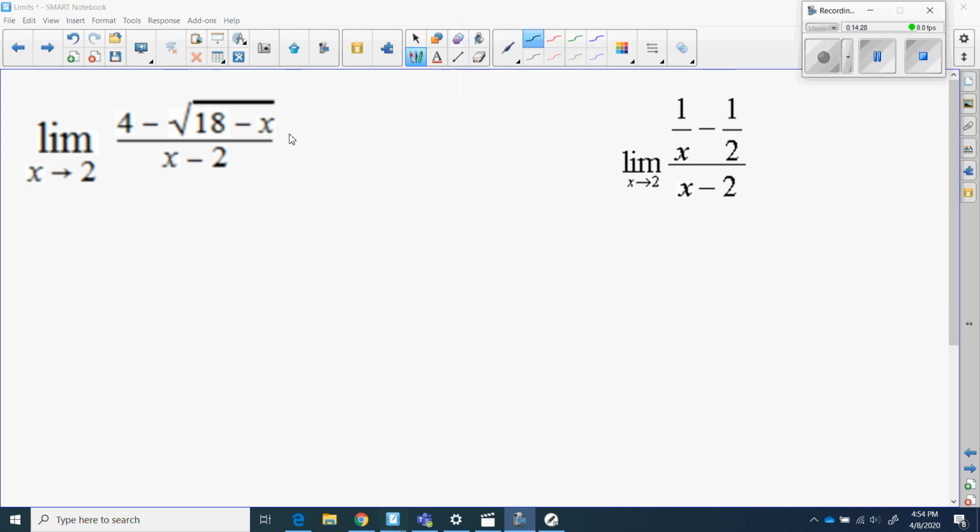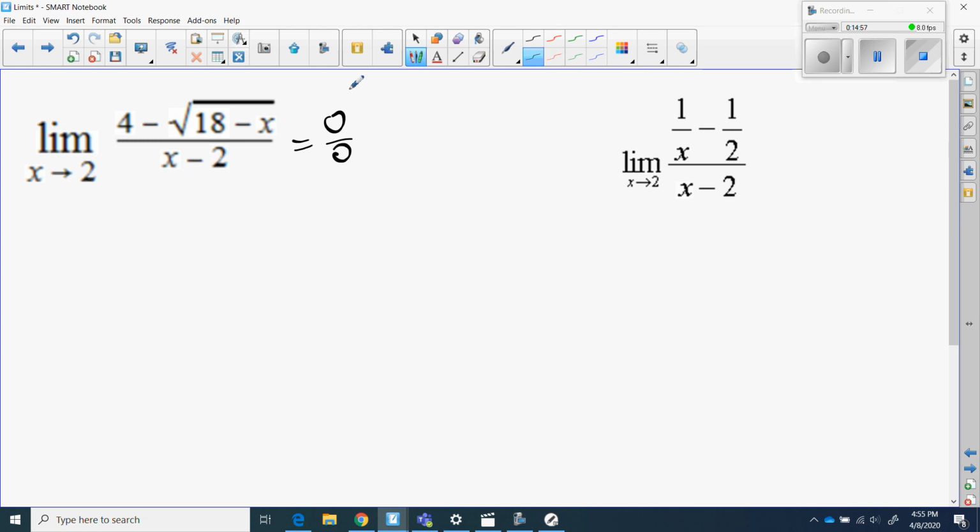So 4 take away 4 would give us 0 in the numerator. 2 take away 2 would also be 0 in the denominator. So direct substitution leads to 0 over 0, which we refer to as indeterminate. So there's no factoring obvious here, no difference of squares, no greatest common factors, no simple trinomials, none of that stuff. So we're going to need a new plan.